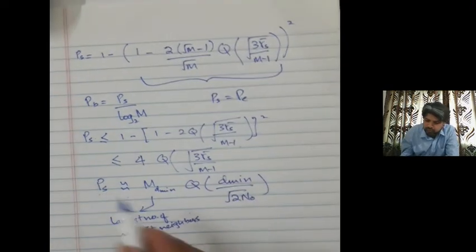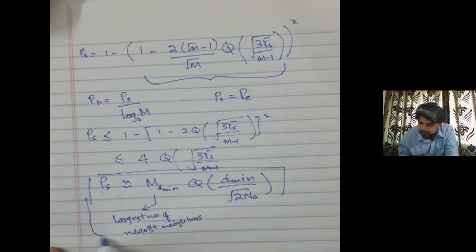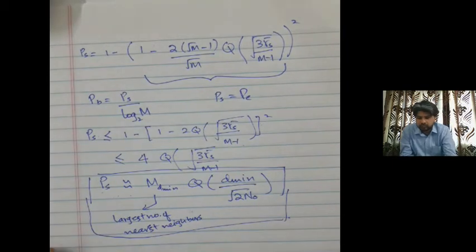This is also used in some places. So that is what we want to talk about, the error probability equations for the linear modulation schemes.